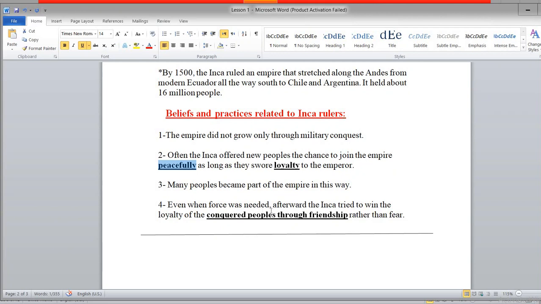Even when force was needed afterward, the Inca tried to win the loyalty of the conquered peoples through friendship rather than fear. People then were not having any kind of negative feelings towards the emperor. Why? Because after he conquered the peoples, he did that by building friendship with them, rather than making them scared of him. So why was Pakuchi a great ruler, a great emperor? Well, because once people swore loyalty to him, he treated them peacefully. Yes, he conquered the peoples, but he conquered them through friendship rather than fear. Okay?